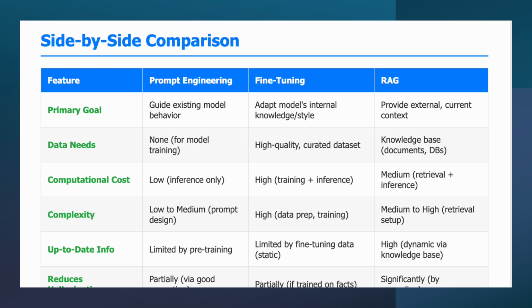Another key differentiator is reducing hallucinations. While good prompting and careful fine-tuning can help, RAG significantly reduces hallucinations by grounding the LLM in factual, provided context. It can also be auditable, allowing you to trace answers back to sources, which isn't directly possible with the other two methods.